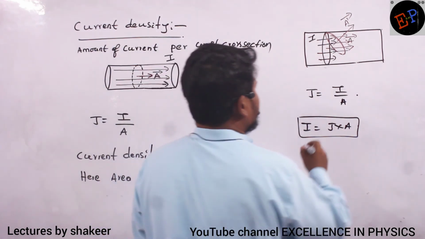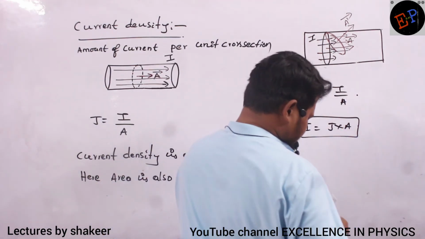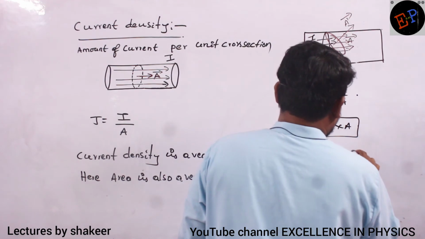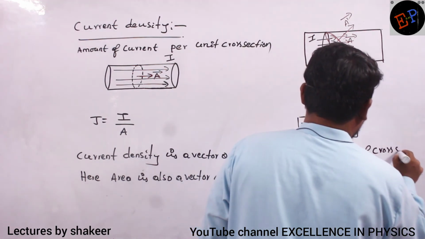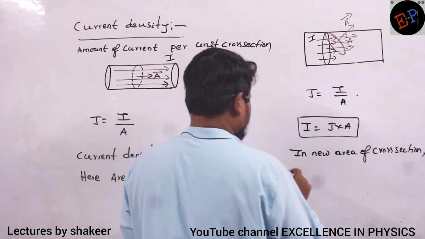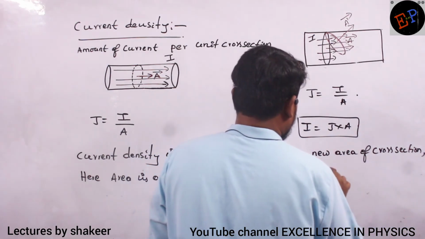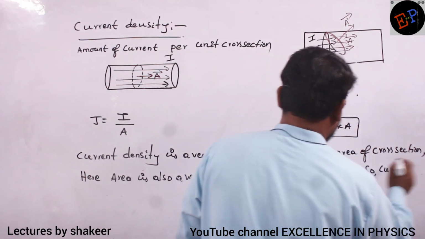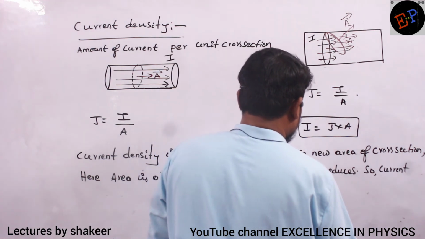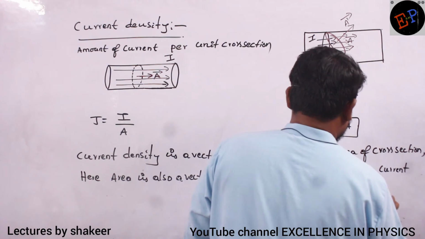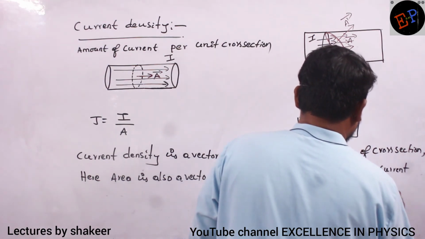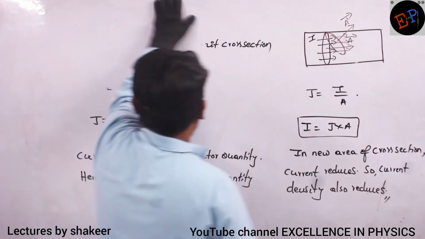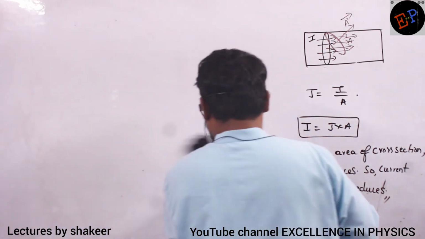So therefore in the new area of cross section, current reduces, so current density also reduces. Are you able to understand? So how can I calculate the new amount of current? We can calculate like this. See carefully.